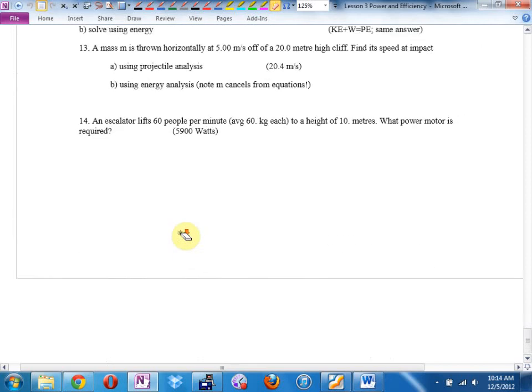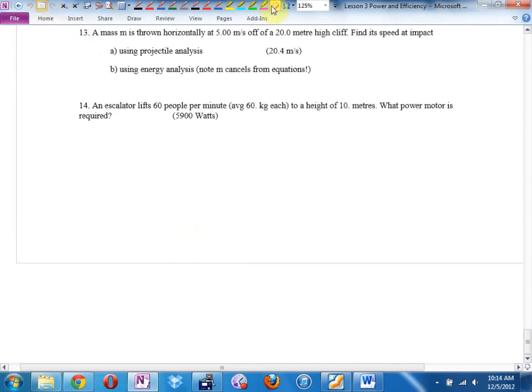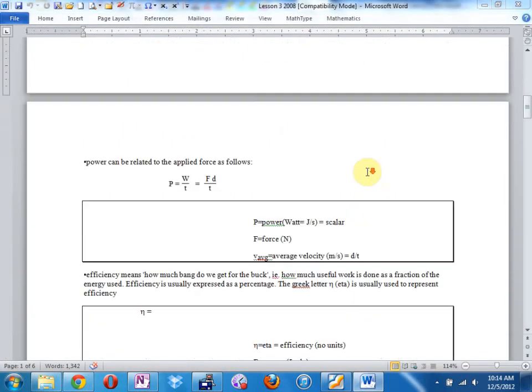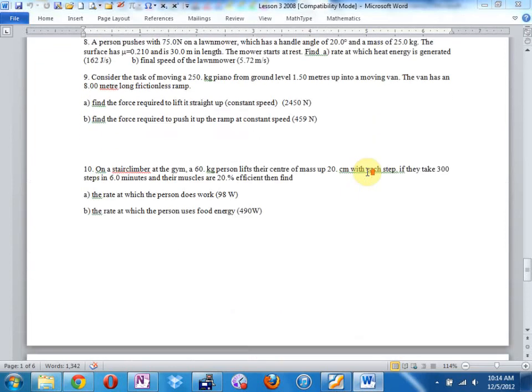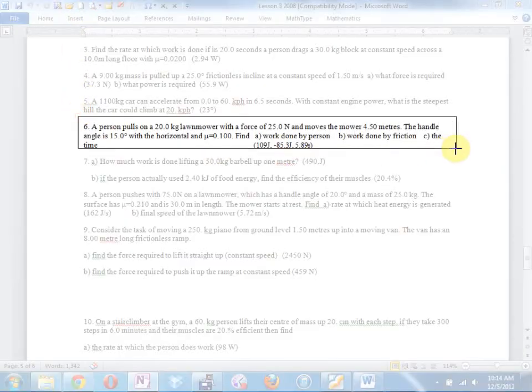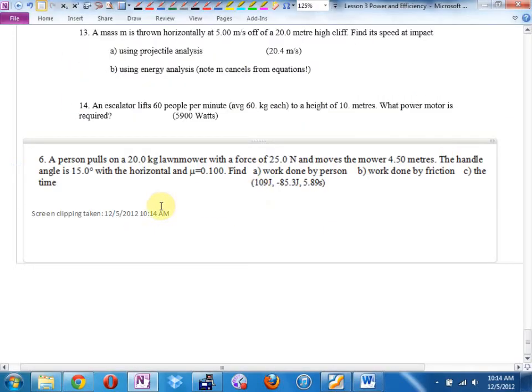I'm going to cheat, if that's okay with you. I'm going to put number 6 right down here, and I'm going to copy and paste it, which is why I was opening up my background lesson already. Number 6. The lawnmower.